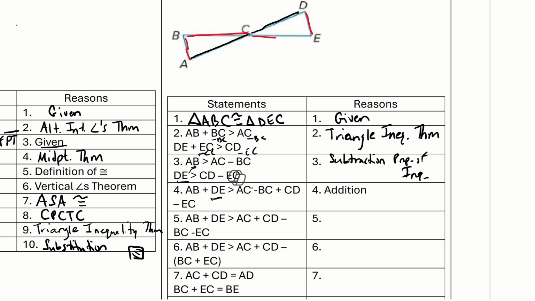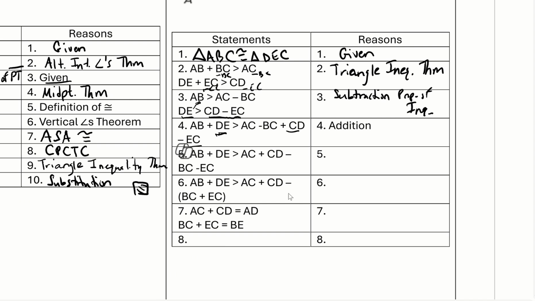But remember that DE is equal to CD minus EC, right? So then we can replace this with CD minus EC, okay? And that's what we did. So this part was equal to the DE, which I added from the left side. So that's addition.